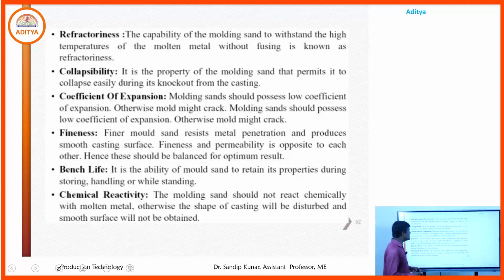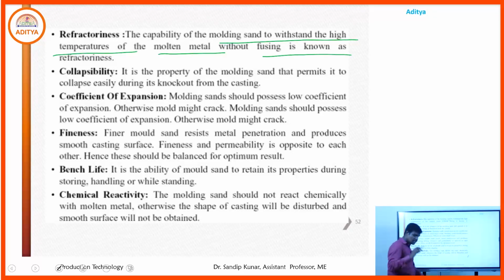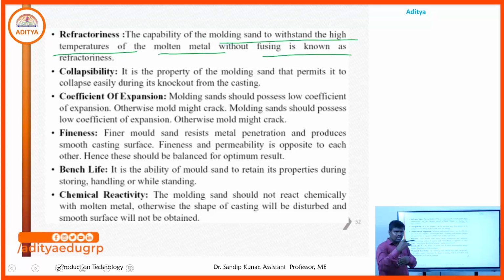Another is refractoriness, which means the capability of the molding sand to withstand the higher temperature of the molten metal easily during the casting process without fusing. When we pour the molten metal in the casting process, the shape will not change. It can withstand the higher temperature easily.